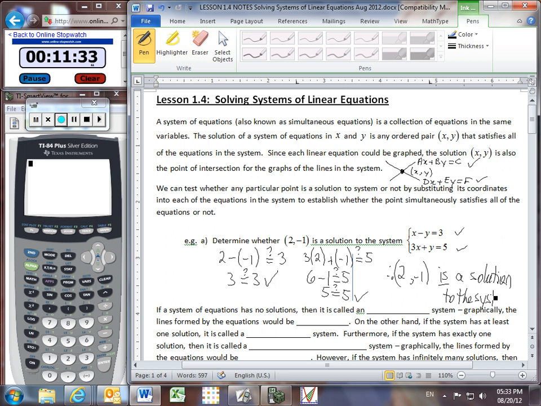Now, if it satisfied one of the equations but not the other one, you might think of that graphically like this, that the point does satisfy one of the equations and thus appears on that line, but it doesn't satisfy the other equation. So even though it may be a solution on this equation by itself, it is not a solution to the entire system of equations because it's not a solution to every single equation simultaneously.